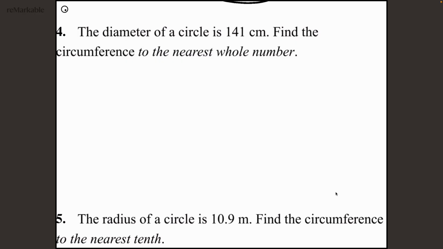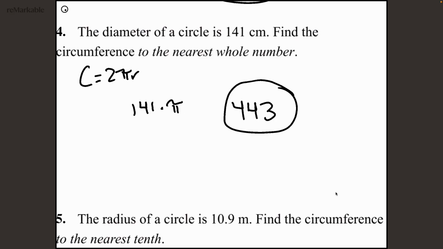Okay, who can tell me how to set this one up? We don't have to. If we know the diameter, we can just do the 141 times pi. Well, no, it's okay. It's still the same thing. And what do you get? 443? Is this what we got?